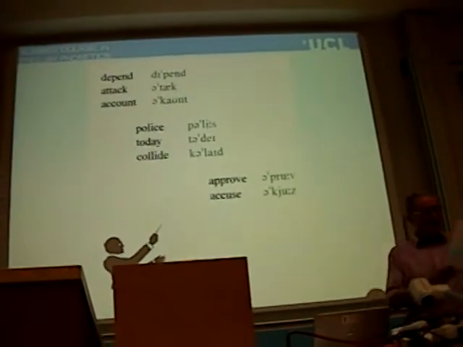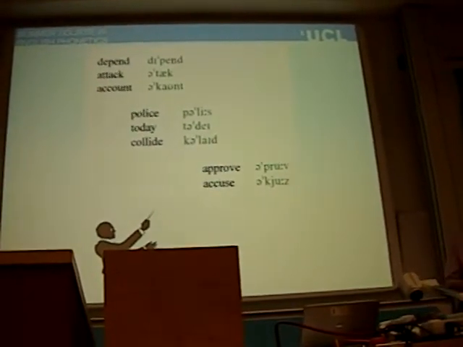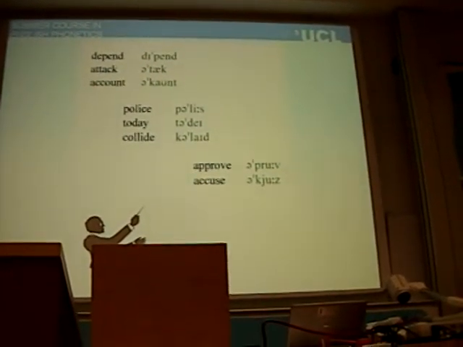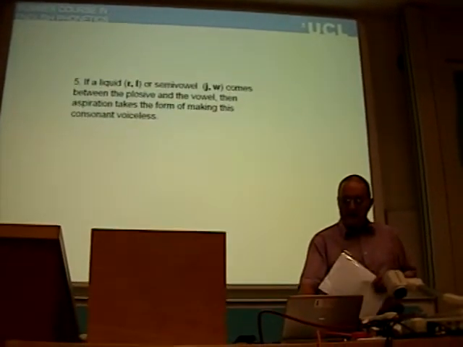Approve. Try that. Approve. The aspiration takes the form of devoicing the R. Likewise, accuse. We get a little palatal fricative, really. Accuse. Really quite like a German ich laut. So that is covered in point 5 on our handout. If a liquid, R or L, or a semivowel, Y or W, comes between the plosive and the vowel, then aspiration takes the form of making this consonant voiceless.